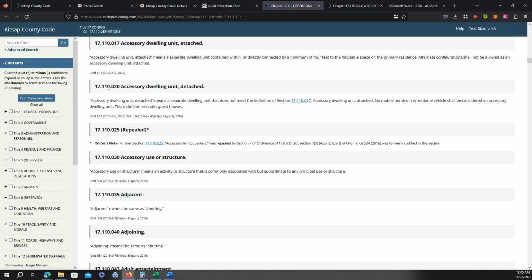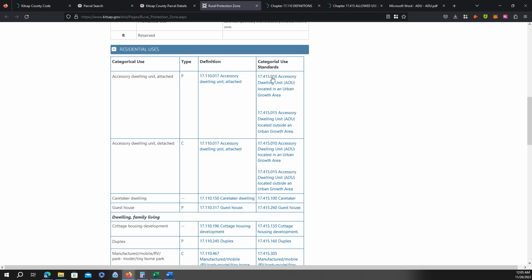It's 17.110.020. Accessory dwelling unit detached means a separate dwelling unit that does not meet the definition of the attached one. Accessory dwelling unit attached: no mobile home or recreational vehicle shall be considered an accessory dwelling unit. This definition excludes guest houses. Okay, so that's the definition of a detached accessory dwelling unit. And of course, we still also need to look at the categorical use standards to make sure that your project is meeting those specific definitions of the code so that you can get your permit in a more timely manner.